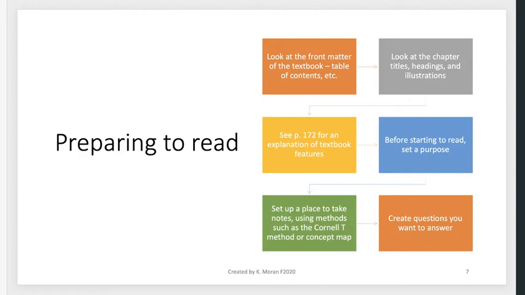Now, before you start to read, you want to set a purpose. So again, you want to read with a particular goal in mind. So it could be finding out four main points from the chapter. It could be finding out what the most important information is. It could be finding four key new words that you need.